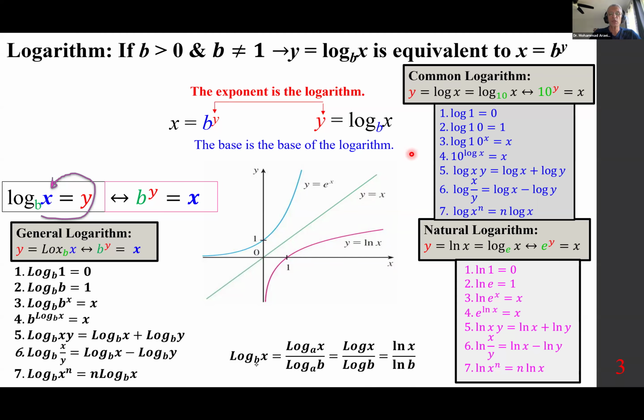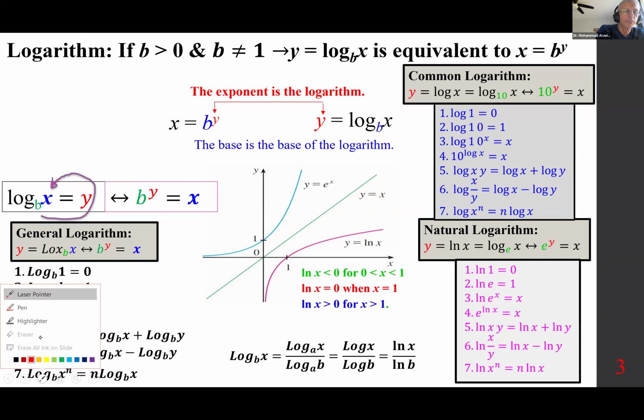Here's the change of base formula, which indicates log x base b can be log x over log b with any base, for example, a. We either use common log x over log b, or natural log ln x over ln b for the sake of evaluation. And what this says is the following.